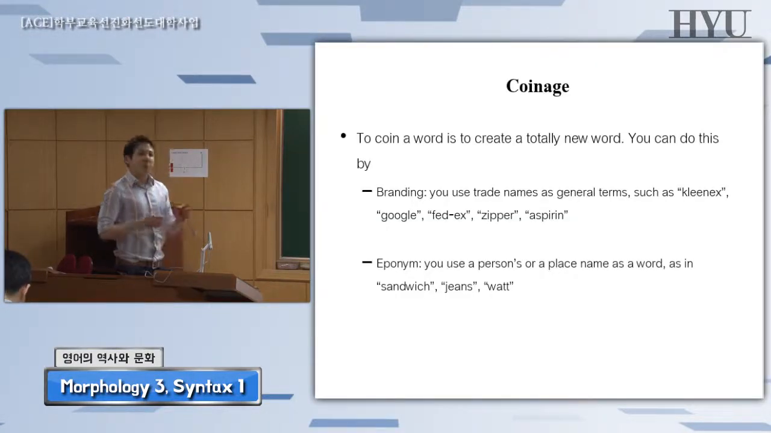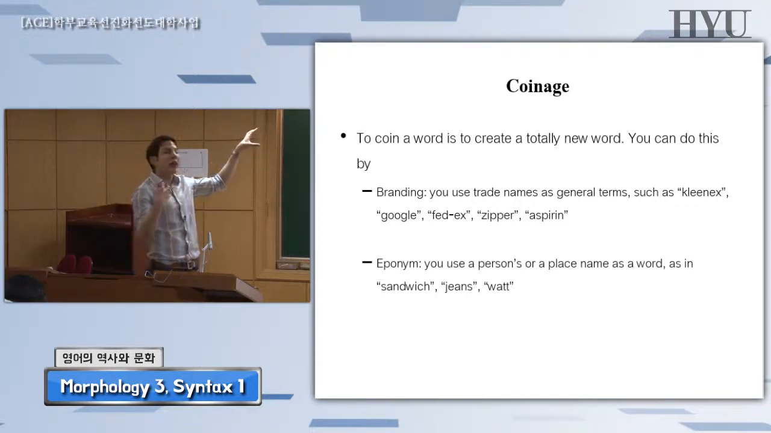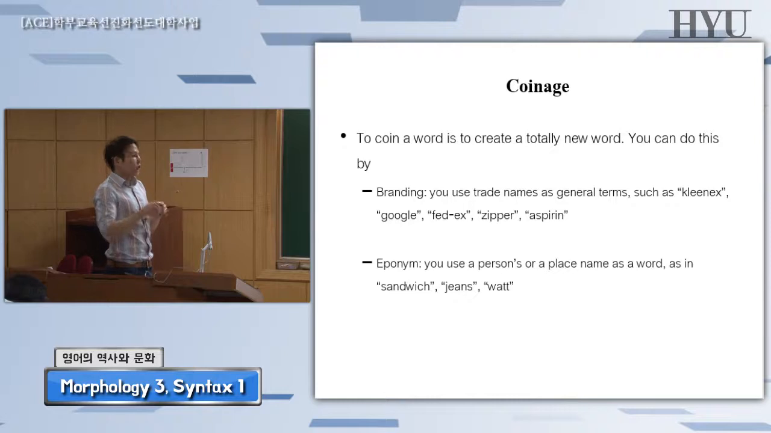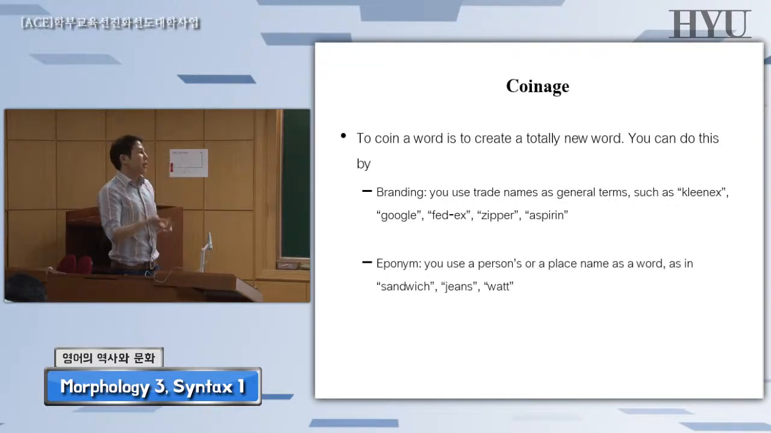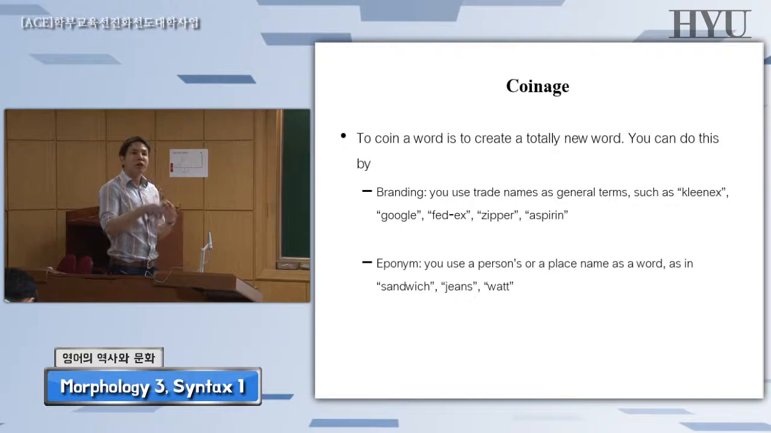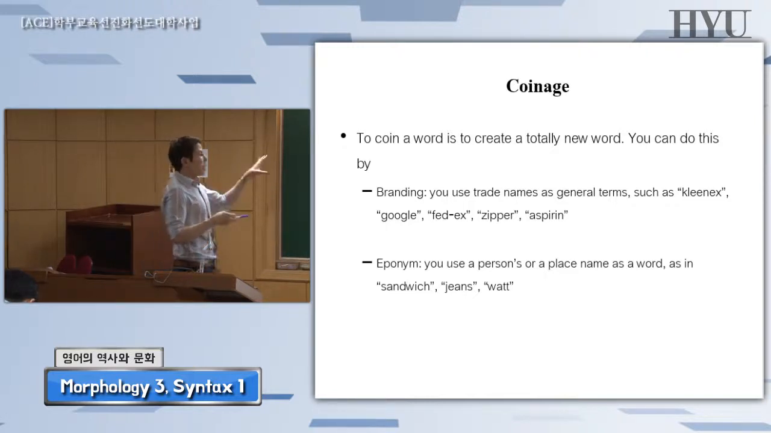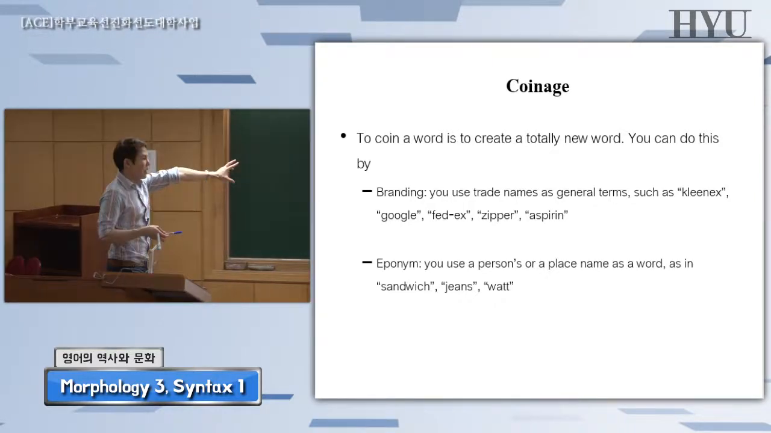So the first method is what we call coinage, okay? To coin a word or to create a word is just to create a totally new word that never existed in the language before. This is a totally new word, okay? We don't reuse any morphemes or anything like that for this method. So for this method, you can do this by two ways.